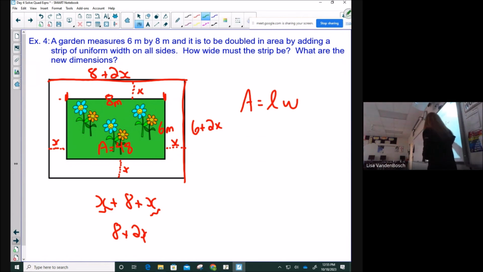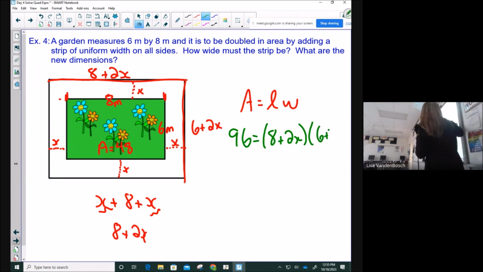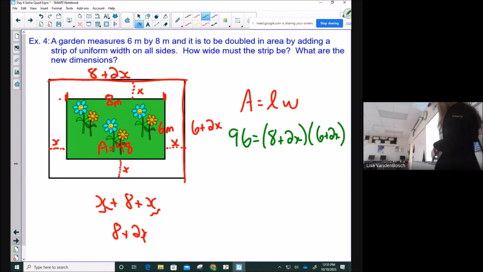Okay. What did you tell me my new area has to be? 96, because we want to double the original area. The original area was 48, so 48 times 2 is 96. What is my length? 8 plus 2x. Sure, it absolutely doesn't matter which one I put as length and which one as width. And so 6 plus 2x. Okay, what are we going to have to do right now? Expand and collect like terms and then bring that 96 over. So go ahead and do all that math.